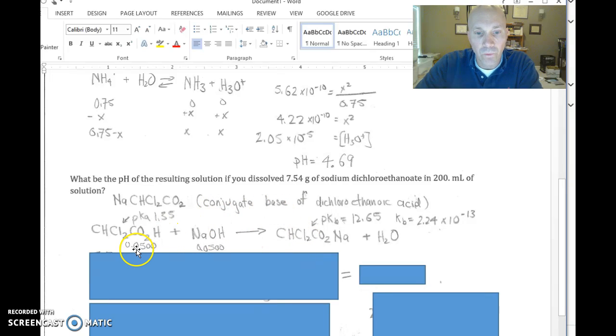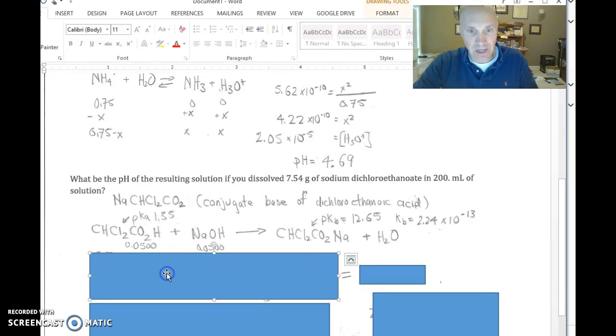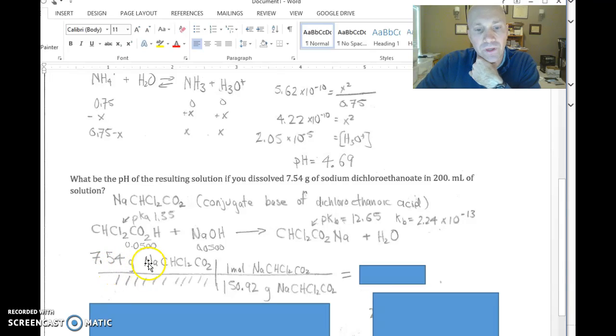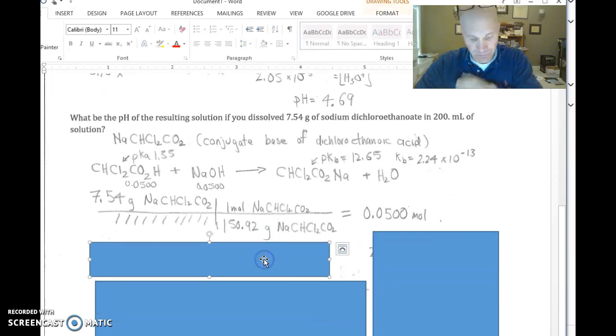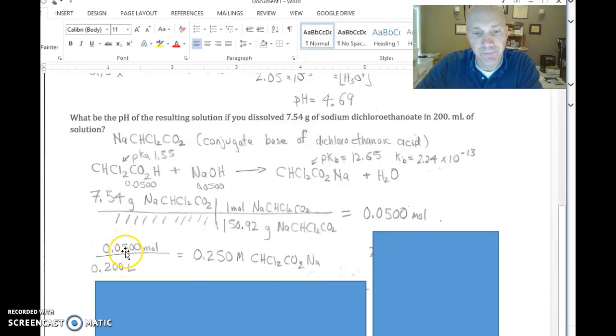So how do we go from there? Well, we're just going to use a little stoichiometry. If we've got 7.54 grams of that stuff, we have a mass. We could figure out the molar mass of that particular formula, and that would tell us how many moles we have. We also have a volume, so we should be able to calculate a molarity. We have a solution which is 0.25 molar in this material right here.